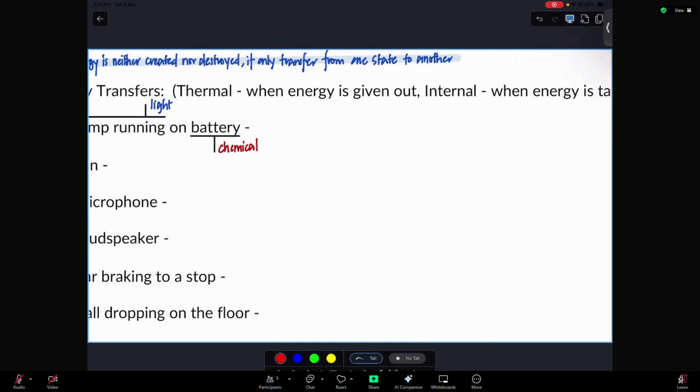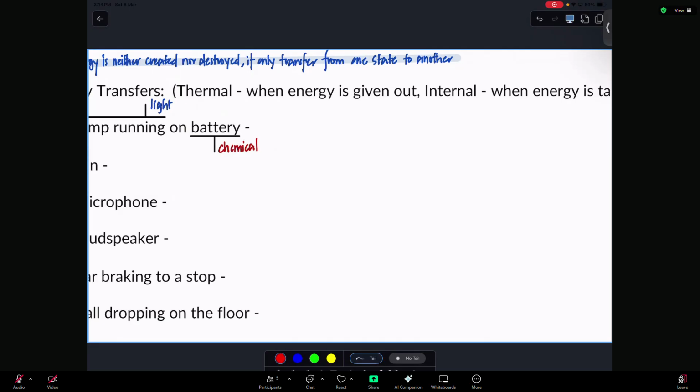Thermal. What do you think? Yeah, hand to wall, because my hand is warmer than the wall, right? So that's thermal energy transfer. After a while, if I touch this spot with my hand, this place is warmer. So I have transferred energy there, right? It's called thermal energy transfer.